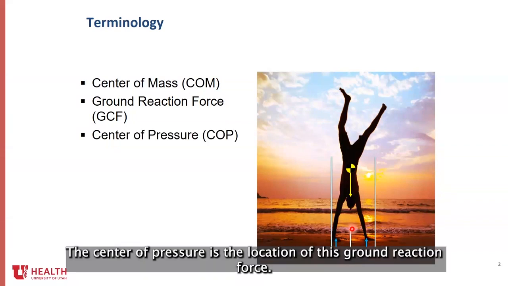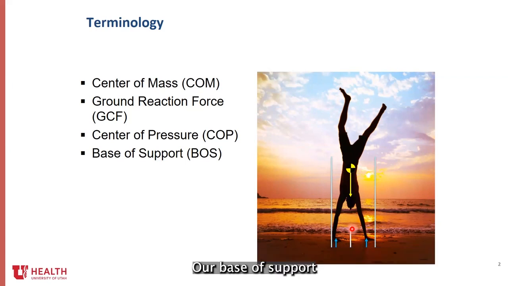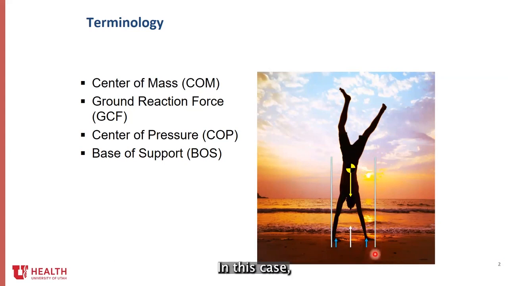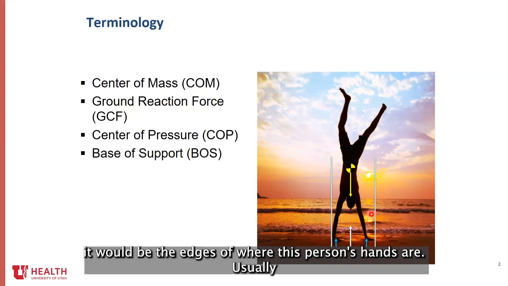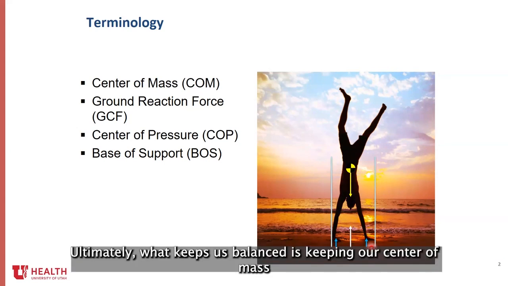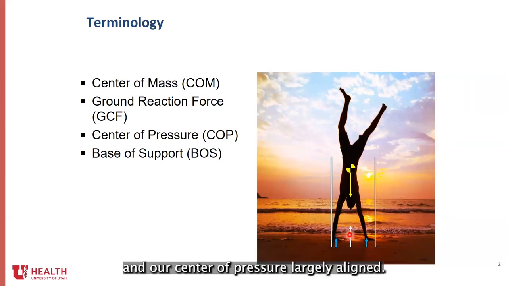The center of pressure is the location of this ground reaction force. Our base of support is defined by the maximum distance or the area where that center of pressure can be located. In this case, it would be the edges of where this person's hands are. Usually, the base of support is defined by the outermost edges of whatever surfaces or body parts are touching the ground. Ultimately, what keeps us balanced is keeping our center of mass and our center of pressure largely aligned.